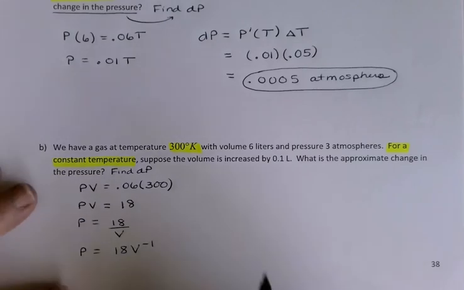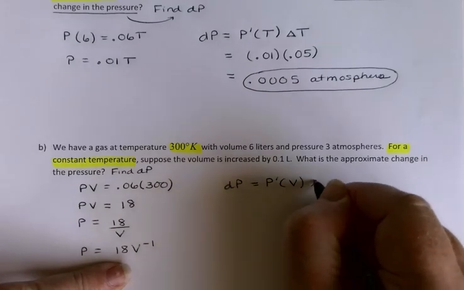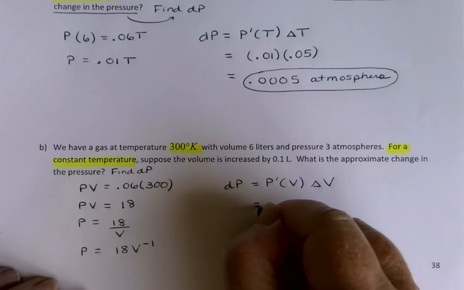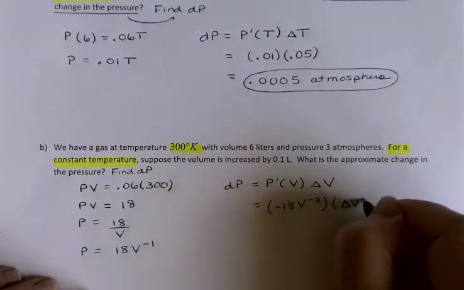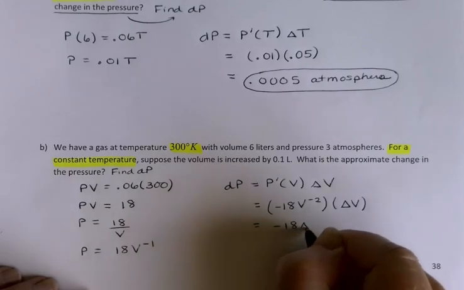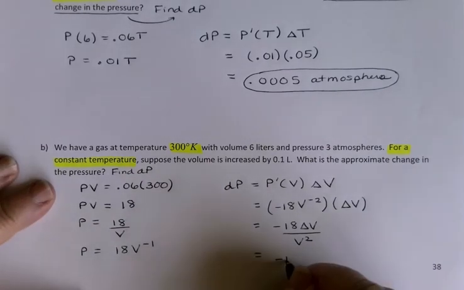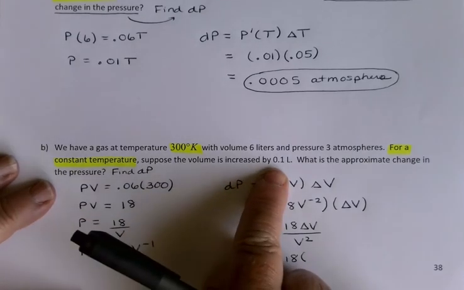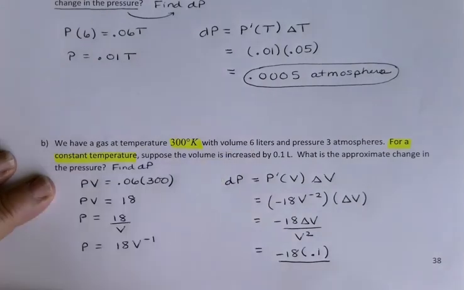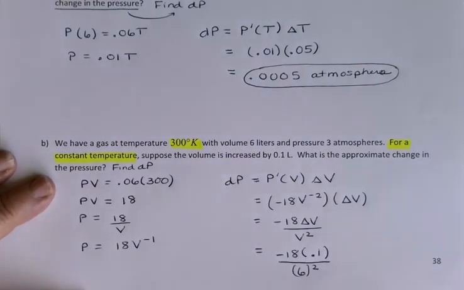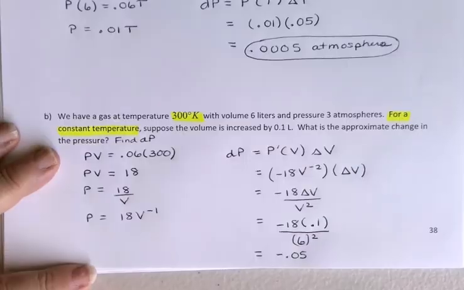All right, I think I have everything I need. dP, in the variables I have now, would be P prime of V delta V, which is going to give me negative 18V to the negative 2 times delta V, or negative 18 delta V over V squared. We'll plug in the values from the problem. Delta V, my volume is increasing by 0.1. So delta V is 0.1. And the volume itself started at 6 liters, so I'll use 6 for V. And that gives me negative 0.05. Again, in atmospheres.